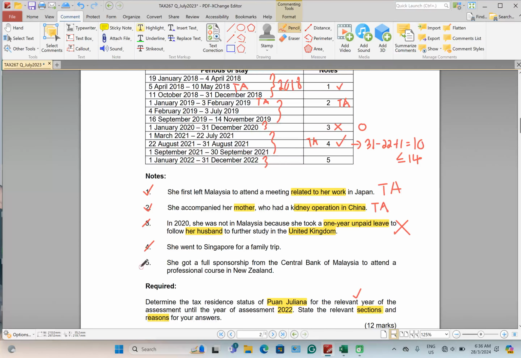Next, number 5. She got a full sponsorship from the Central Bank of Malaysia to attend a professional course in New Zealand. So meaning to say, guys, note number 5 happened in YA 2022. So YA 2022, January to December, the whole year she was not in Malaysia, but she was in New Zealand. For what? Okay, to attend a professional course, and then she got full sponsorship from the Central Bank. So guys, this is what? Okay, later we will do this together. So let's settle 2018 until 2021 first.